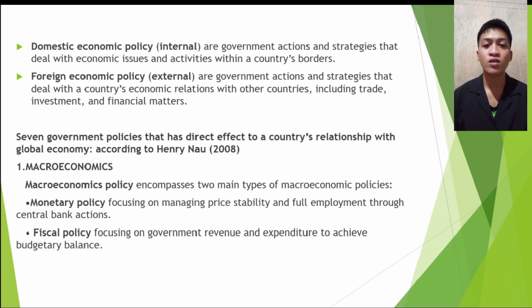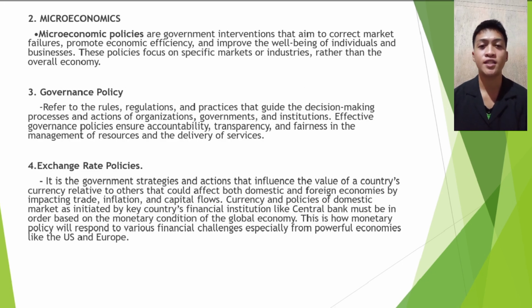This is when a country's central bank manages things like price stability, keeping inflation low, and making sure many people have jobs. And the second one is the fiscal policy. This is about how the government uses its money through taxes and spending to balance its budget and affect the economy. The next one is microeconomic policies.